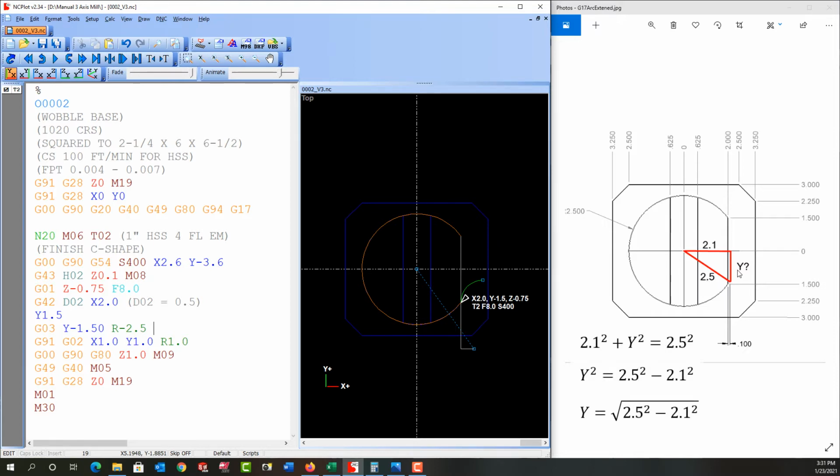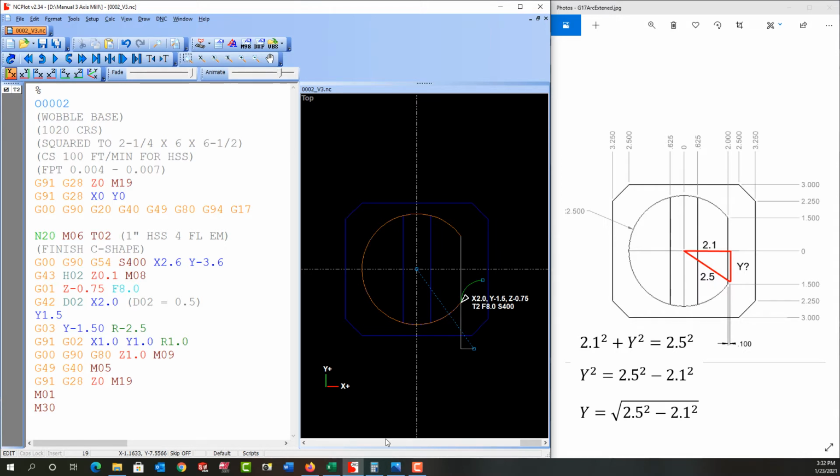And as you recall, this side squared equals this side squared plus this side squared. So 2.5 squared equals 2.1 squared plus y squared. So to calculate y, we're going to take the square root of 2.5 squared minus 2.1 squared.